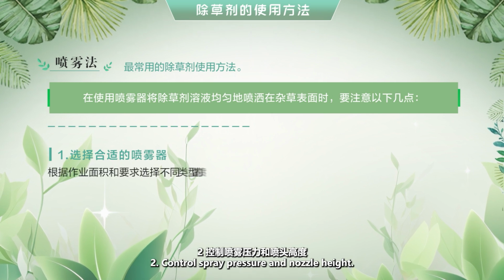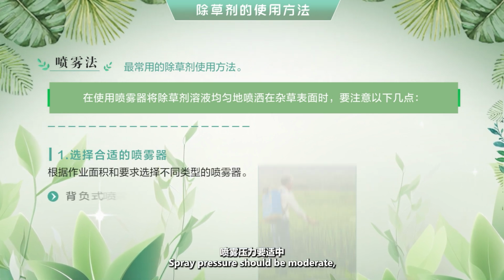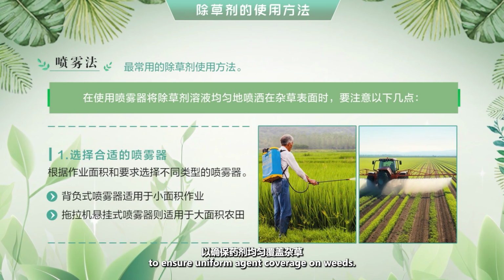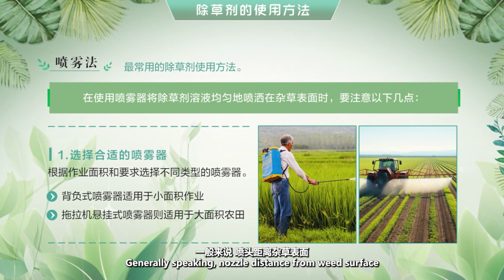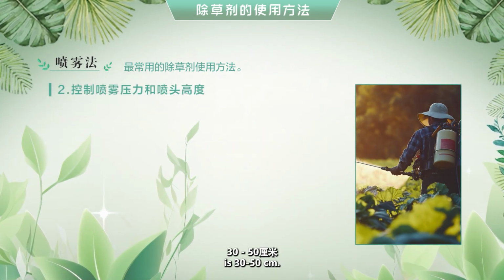2. Control spray pressure and nozzle height. Spray pressure should be moderate. Nozzle height should be kept consistent to ensure uniform agent coverage on weeds. Generally speaking, nozzle distance from weed surface is 30 to 50 cm.